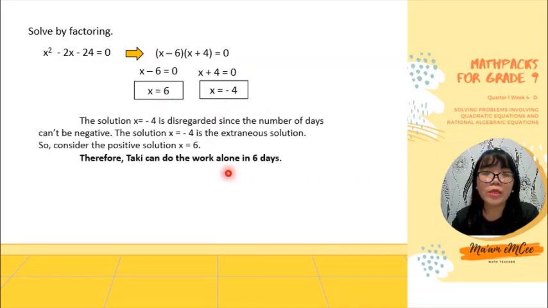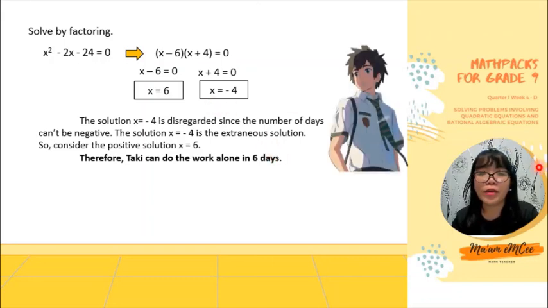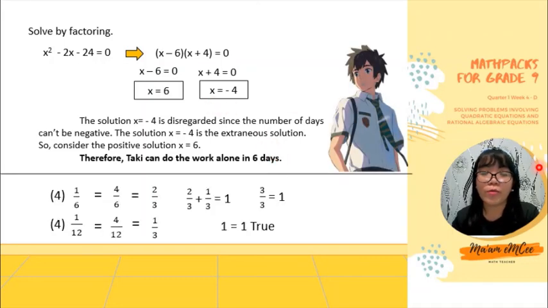Now, the solution x is equal to negative 4 is disregarded since the number of days can't be negative. So the solution x is equal to negative 4 is the extraneous solution. So we only consider the positive solution x is equal to 6. Therefore, Taki can do the work alone in 6 days. Then we check if our solution is correct.